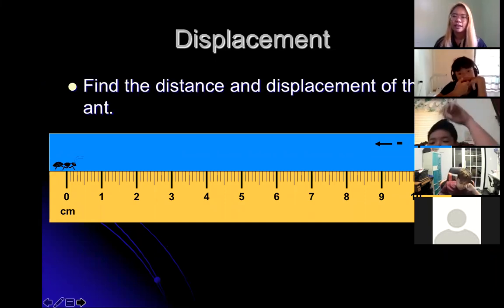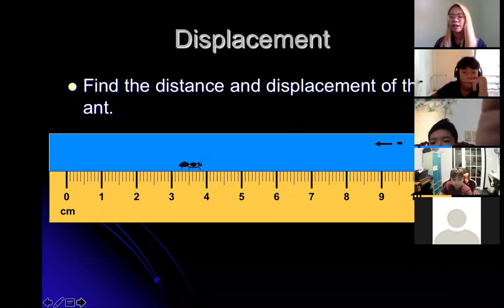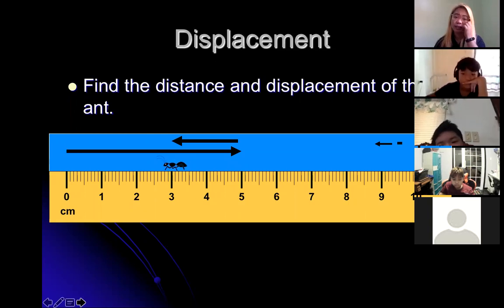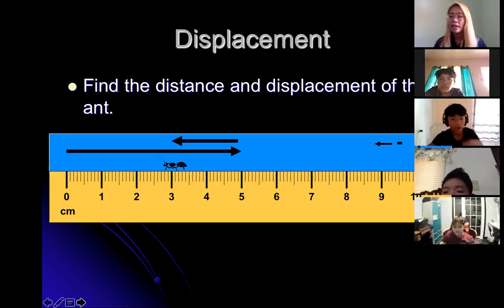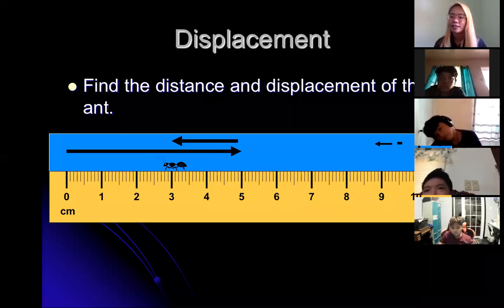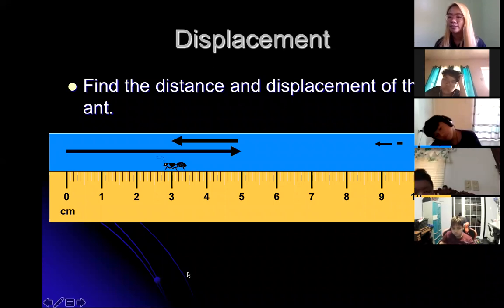Yes. Okay, so now, ito na yung movement niya. Nagpunta siya ng 5. And then it stopped at 3. So what is the distance traveled by the ant? 7 centimeters. Okay, remember, scalar quantity, hindi pwedeng 7 lang ha. We need to include the unit. So it's 7 centimeters.